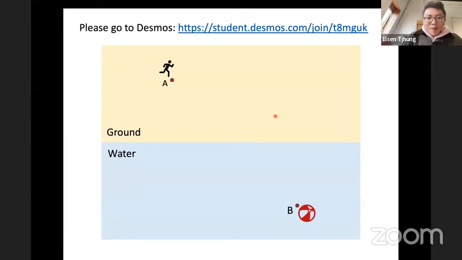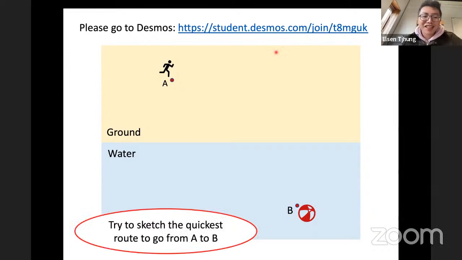Using this assumption, you want to find the quickest route to go from A to B, bearing in mind that you have to run and also swim in order to go from A to B. Now Katrina is going to put a link to Desmos on the live chat. If you could go to this link and try to sketch the quickest route to go from A to B, I will give you 1 minute to do this, and then I will come back to the slide.